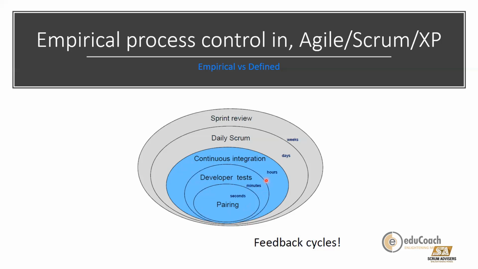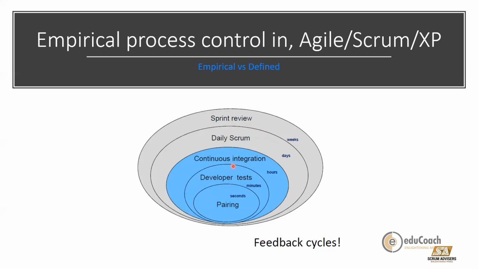Developer test is within minutes. Continuous integration is probably within hours. Then daily Scrum, which is the daily stand-up which happens for 15 minutes every day, is where again an inspection and adaptation is built in. Sprint review, which is done at the end of a sprint. So if sprint is 3 weeks long, we are doing a sprint review, and we are again doing an inspection and adaptation. So look at the number of feedback cycles which have been built into the Scrum framework.